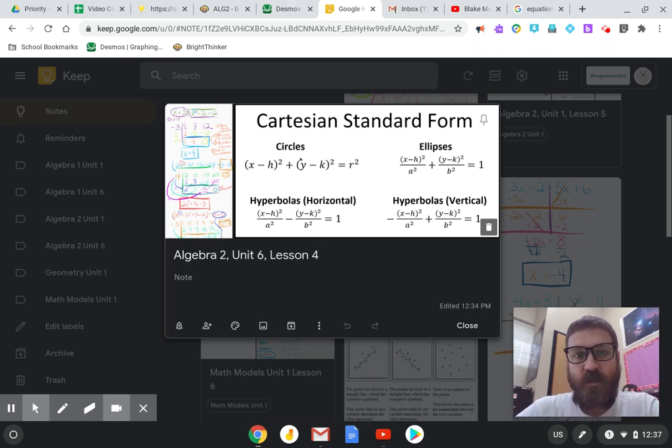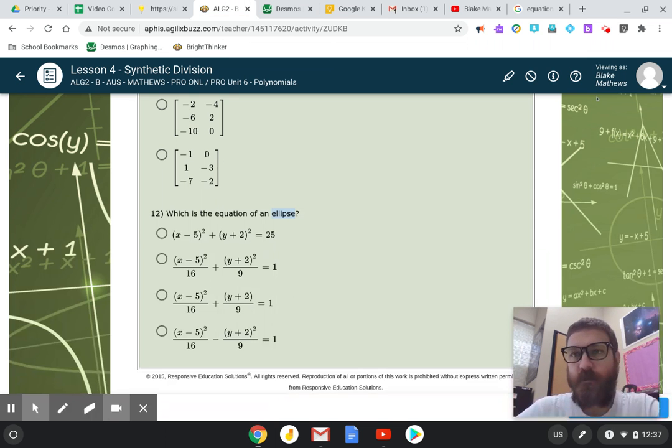That's right here. So this shows you what the standard form looks like, and you should just look at them and notice the differences between them. I'll just say right now, ellipses and hyperbolas have fractions. Circles do not. Ellipses have a plus sign in between. Hyperbolas have a minus sign in between the fractions, and they all have squared on both of the x and y parentheses. I think you'll be able to figure it out if you just look carefully at these.